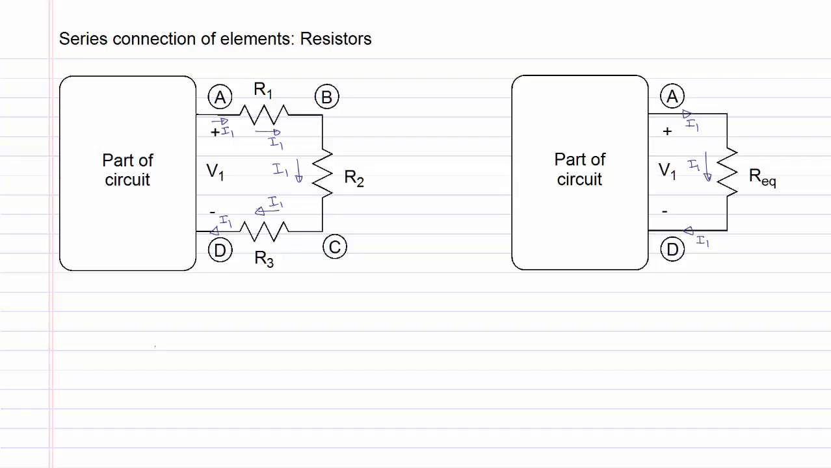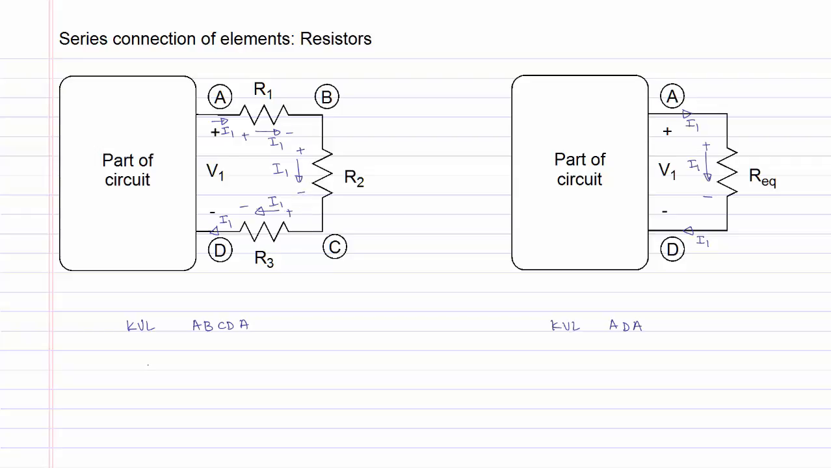To show the relationship between the two sets of resistors, we will write a KVL equation for both circuits. For the left-hand side, we will write a KVL for the loop A, B, C, D, A. And on the right-hand side, we will simply write a KVL for ADA. Following the passive sign convention, the polarity of the voltages for different resistors is shown.